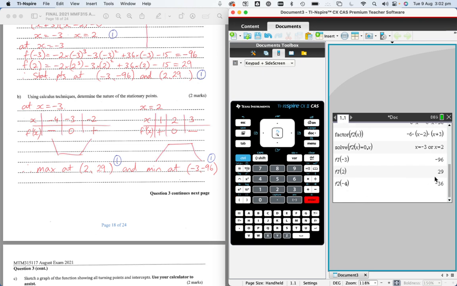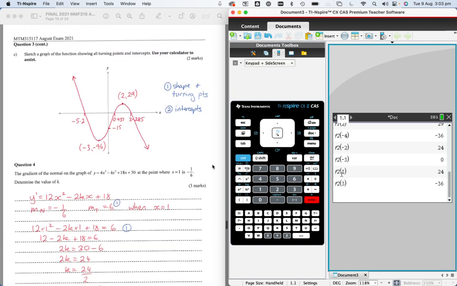F2 of -4 is negative. F2 of -2 is 24, positive, -0, positive. And I would never do this in a test where time is a premium, but F2 of -3 is 0, just to confirm. Negative slope, flat, positive slope. Do the same thing for the other one. F2 of 1 is 24, positive. F2 of 3 is negative. So therefore, this is a maximum, this is a minimum. Done.